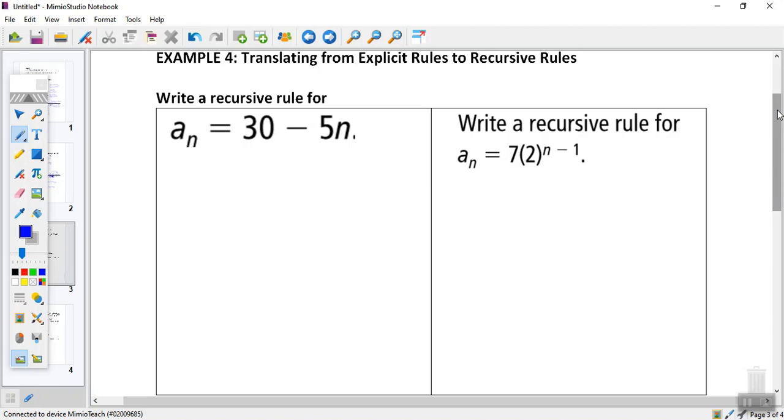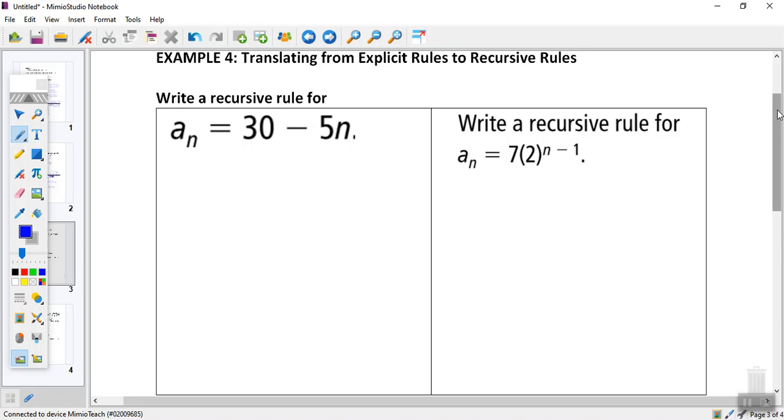Let's get through example 4, and I think I'm going to stop there. Is that okay? We're on this idea of recursive rules. Tomorrow we'll kind of switch it up and take a recursive rule and go back to an explicit. But here's the deal. Kids, this says write a what, kids? Okay, anytime they ask you to start with a recursive rule, okay, first of all, what kind of function is 30 minus 5n? Is it linear or exponential? Linear. Okay, so do you agree that this is going to be some kind of an explicit rule that would represent some kind of a linear function or arithmetic?